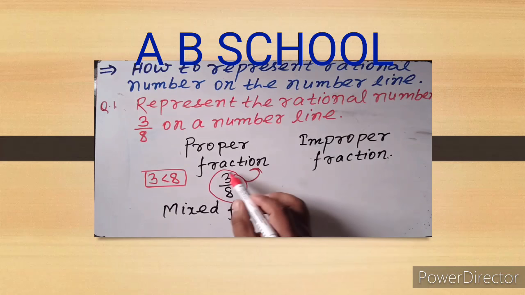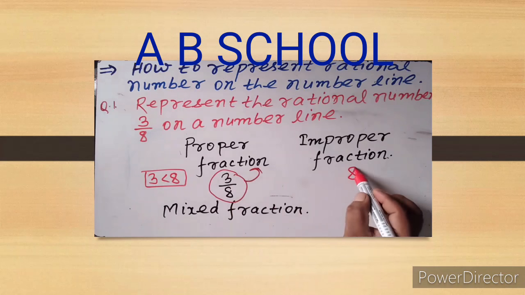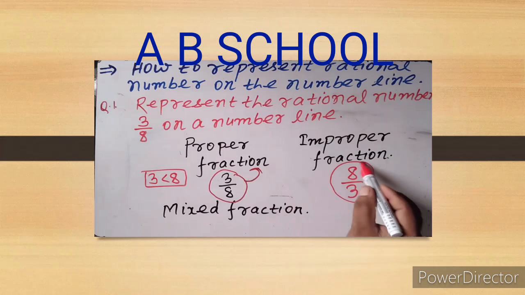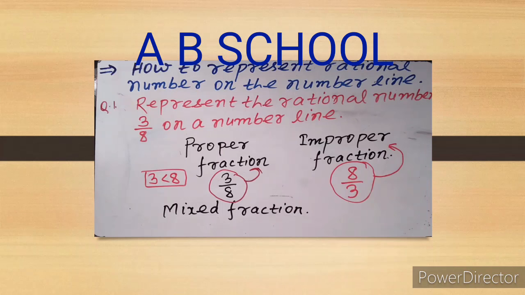If we take the reciprocal of this 3 by 8, it will become 8 by 3, and it is called an improper fraction. Why? Because the numerator is greater than the denominator. It means 8 is greater than 3 over here, and an improper fraction will always be converted into a mixed fraction. How? Students, we will convert the improper fraction into a mixed fraction.